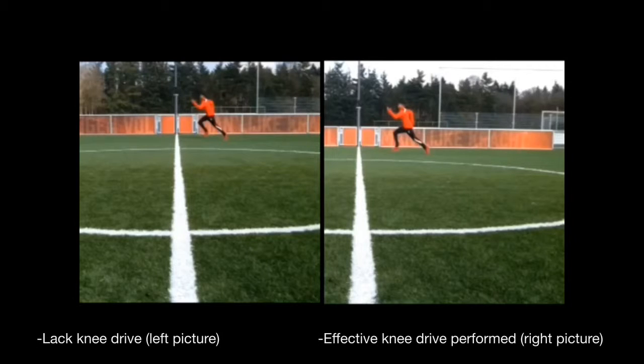So if we compare the first sprint here on the left in comparison to the last sprint here on the right, we can clearly see that there's a higher knee drive on the right in comparison to the left.